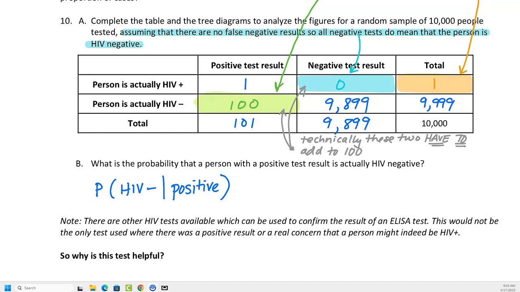So what is that probability from the chart? If we are looking at the chart, remember we are given, let's highlight the given, which is positive. So a positive test result means we're going to focus just on this column. The total for that column is 101. And of those 101, how many are HIV negative? That's 100 of them. When you divide that, you're going to get approximately 0.99. Okay, and isn't that the 99%?